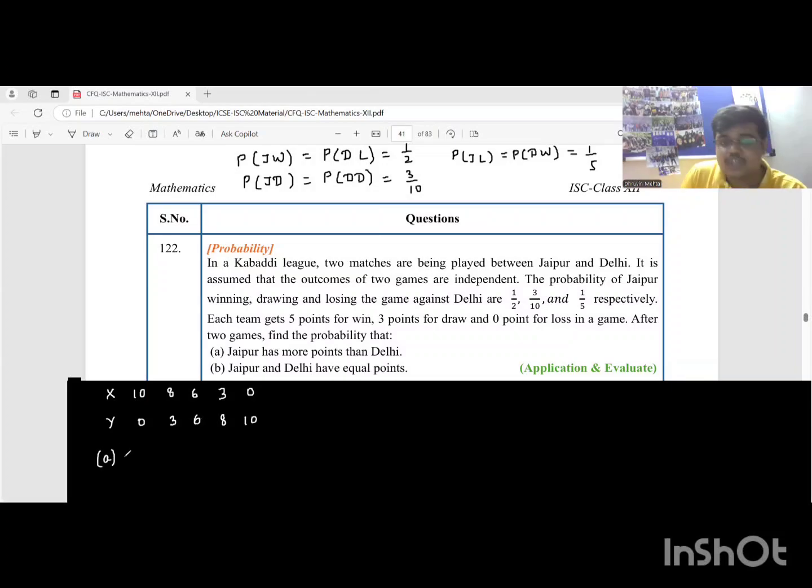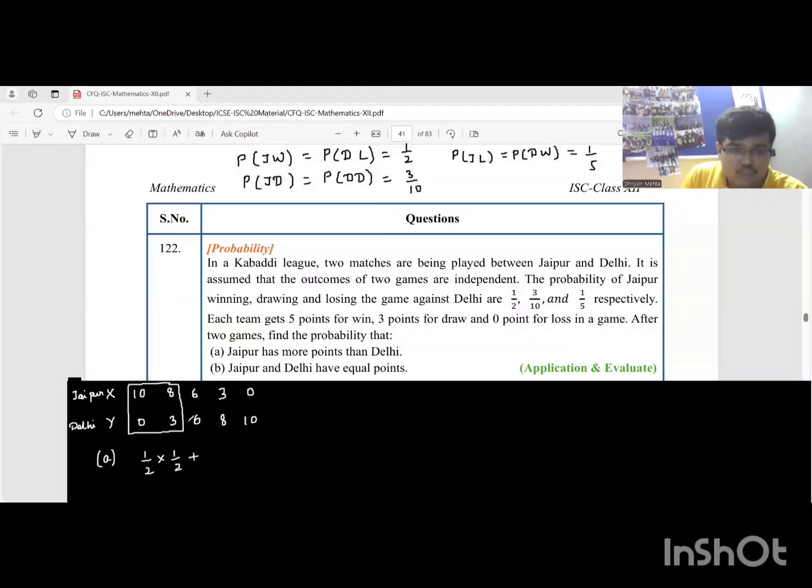Now, in the first case, do you understand? When we say Jaipur has more points than Delhi, if Jaipur has more points than Delhi, we are considering X being greater than Y. So if you want to, I'll just note this down over here. Jaipur is this and Delhi is this. So we're talking about the first 2 cases, students. Now, in the first case, 10 and 0, when will we have 10 and 0? When Jaipur wins both the games. If Jaipur is winning both the games, students, the probability of Jaipur winning is 1 by 2. So probability Jaipur wins first game is 1 by 2. Probability Jaipur wins second game is 1 by 2.